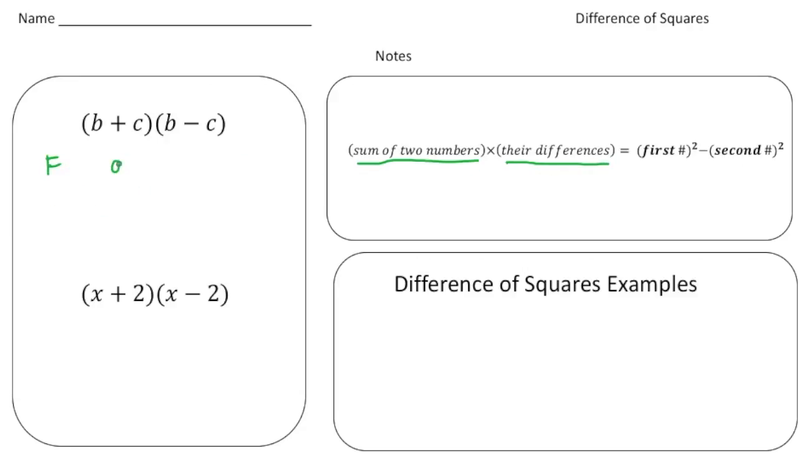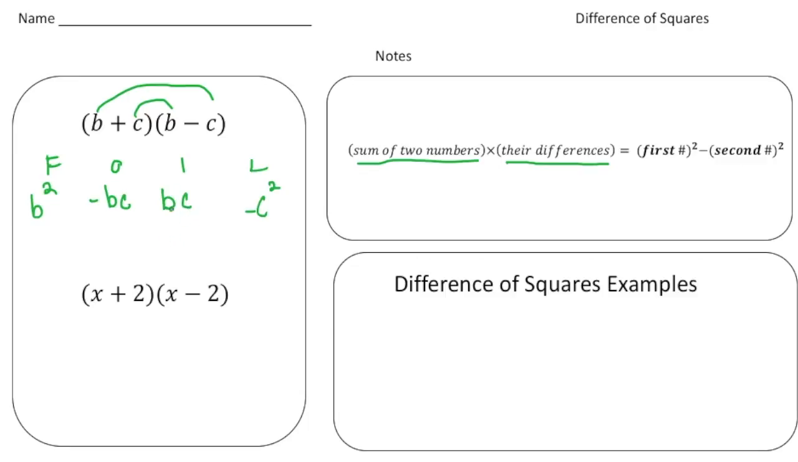You should know by now that FOIL stands for first, outside, inside, and last. So when I multiply the first, we get b times b, which is b squared. When I multiply the last, we get c times negative c, which is negative c squared. When I multiply the outside terms, we get negative bc. And when I multiply the inside terms, we get a positive bc.